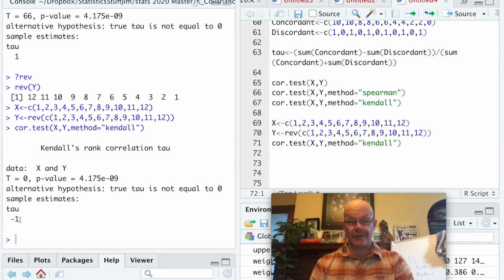Now it's a negative 1. So just like with Pearson product moment and with Spearman, the correlation coefficient is going to be constrained between -1 and 1. But with Kendall's, it's handy to keep in mind that it's not truly a correlation. It's a measure of concordance. Are things matching well, or are they not matching well? Which is different than thinking about, are things covarying or not covarying?